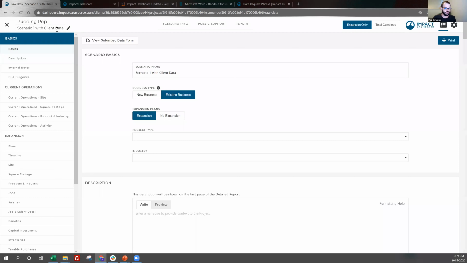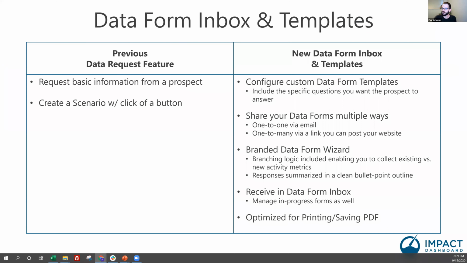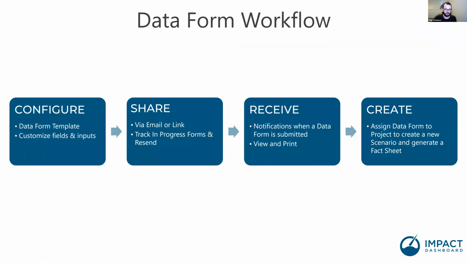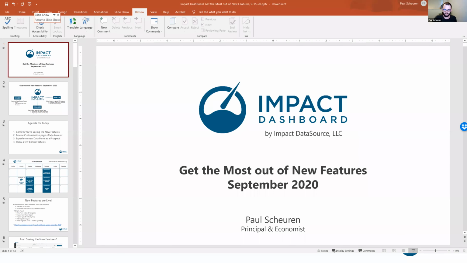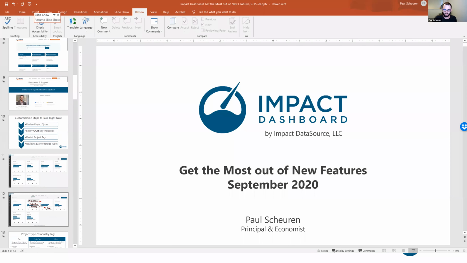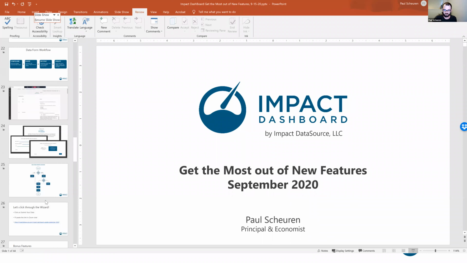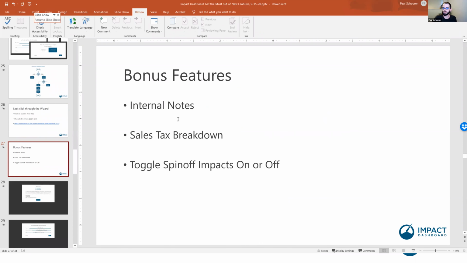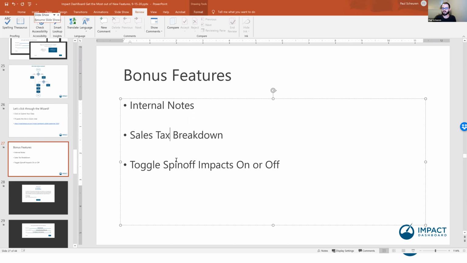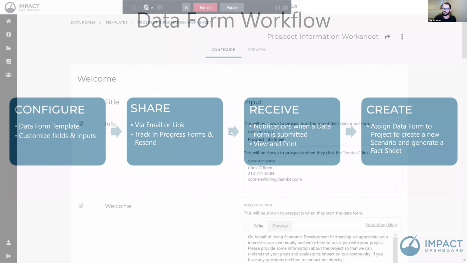The other thing I wanted to show, which we talked about in the PowerPoint, but I never actually got around to doing. Let me see if I can find it real quick. There were a couple of bonus features that I can't remember all of them right now, but let me see if I have them written out. Bonus features. Okay, internal notes, sales taxes, and toggling spin-off impacts. Cool. So let's do those.